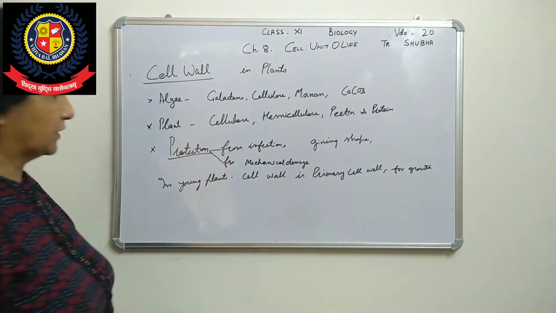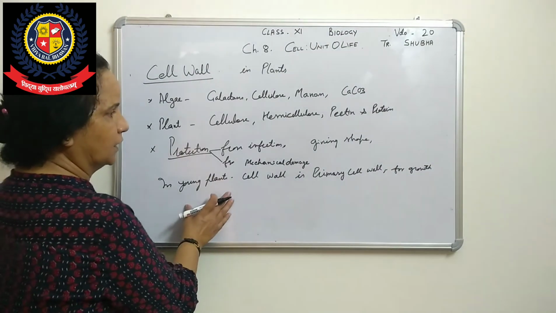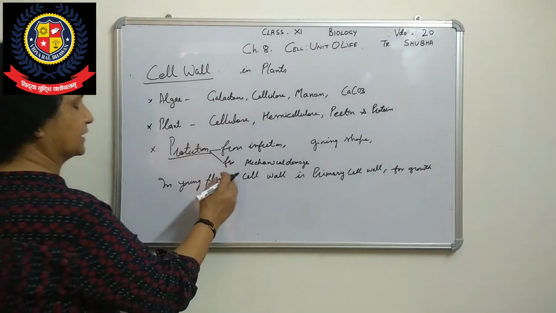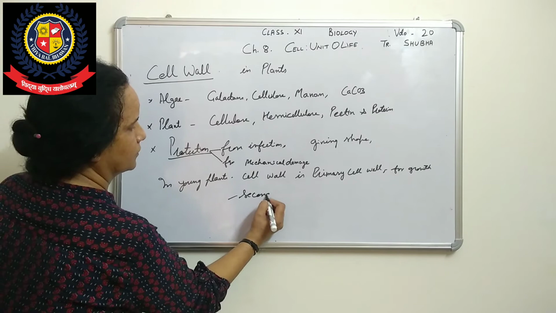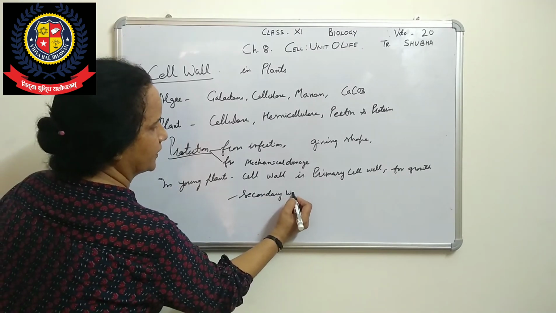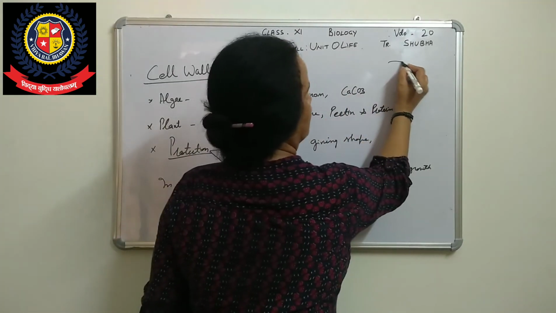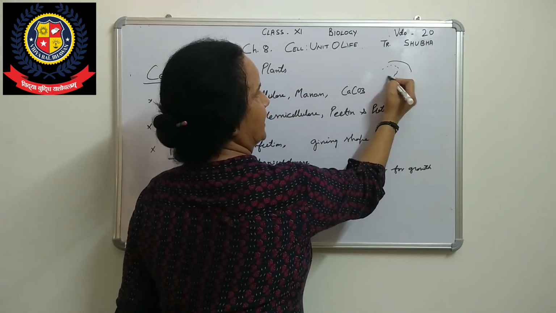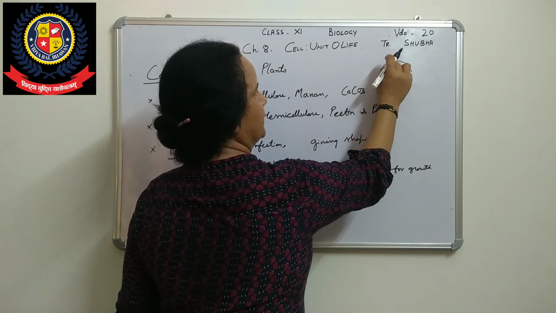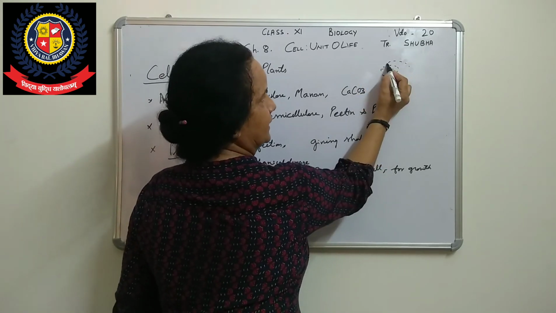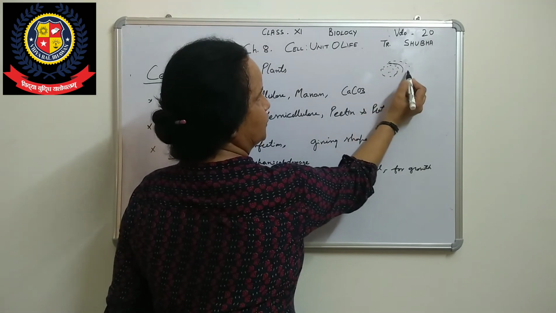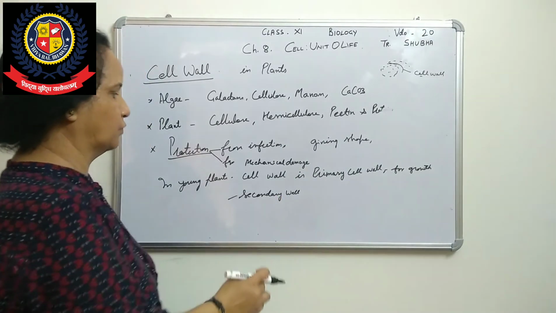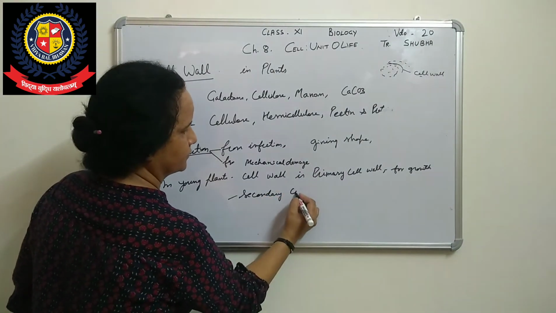Slowly, as the plant is growing, the primary cell wall disappears, and on the inner side a secondary wall forms. Suppose this is the cell wall of young plants. When the cell grows in size, slowly that will disappear, and on the inside of the cell a new cell wall is formed. That new cell wall is called the secondary cell wall.